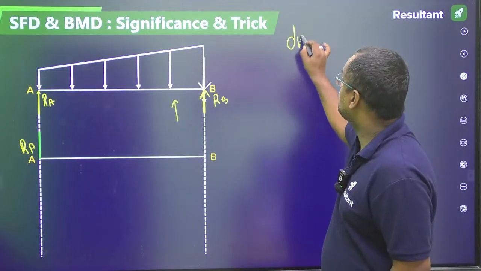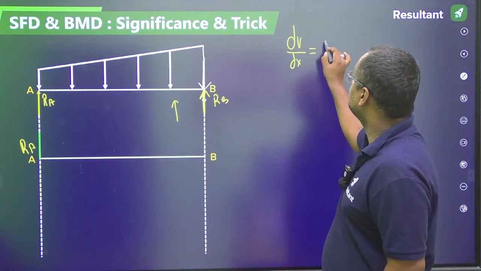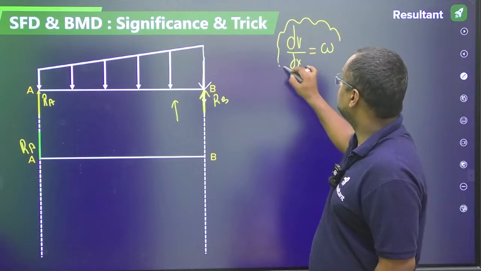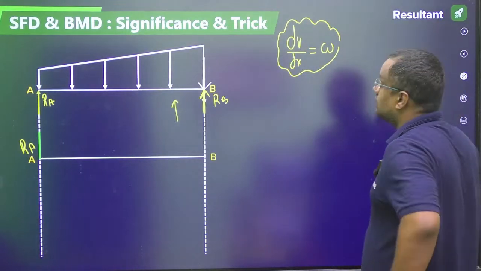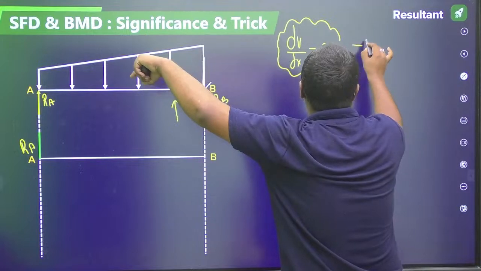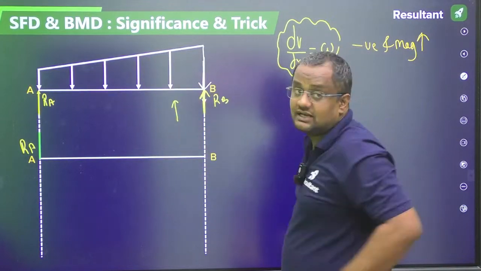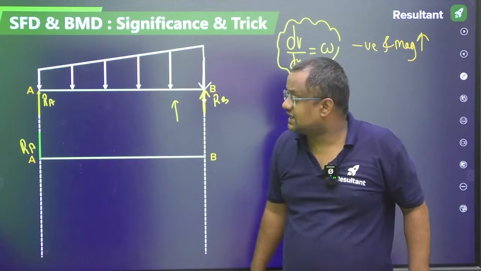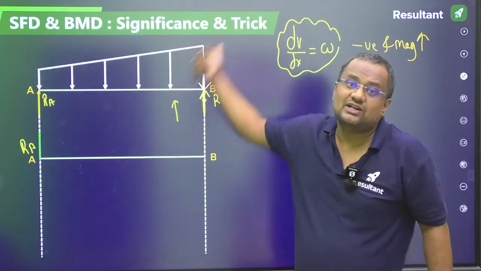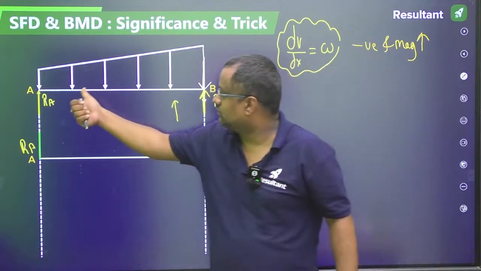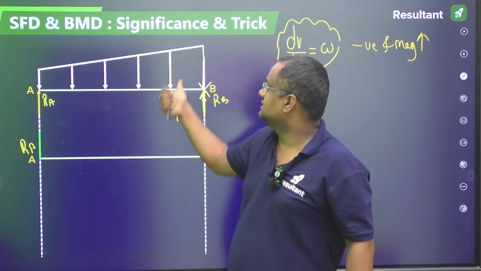Now shear force slope is load intensity. Shear force slope is load intensity and load intensity is downward. Downward means negative and magnitude wise increasing. It is downward, so negative and magnitude wise increasing. See, left to right, more, increase.